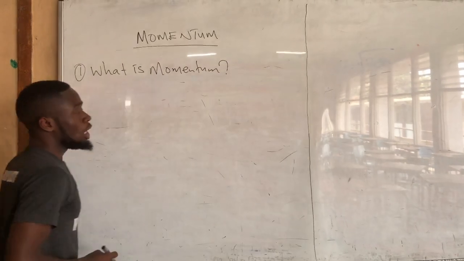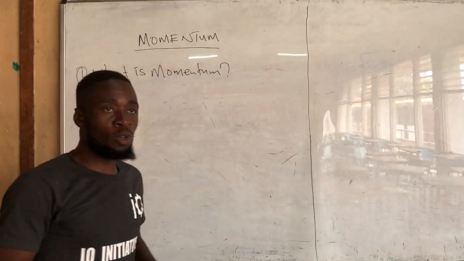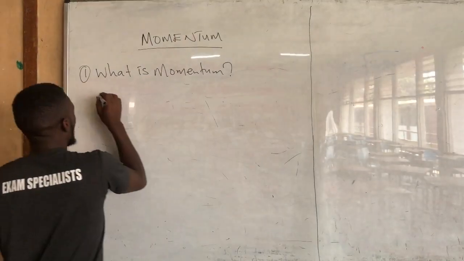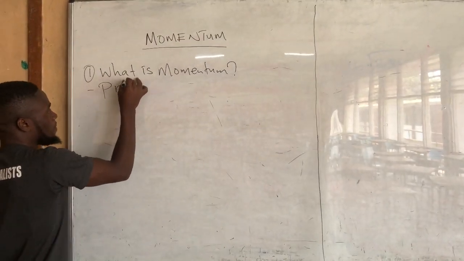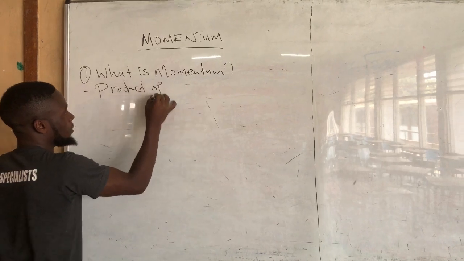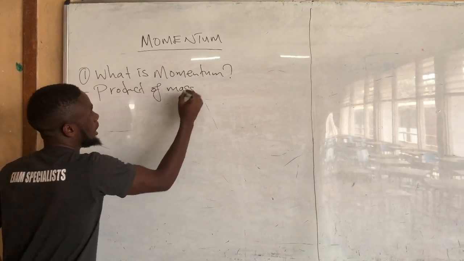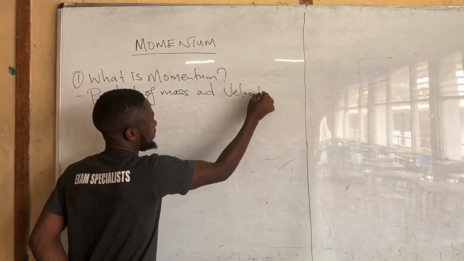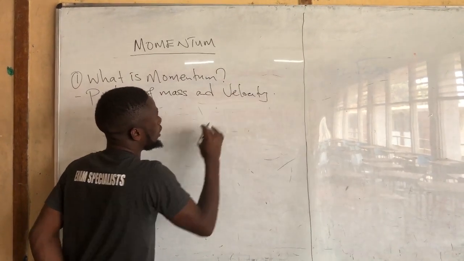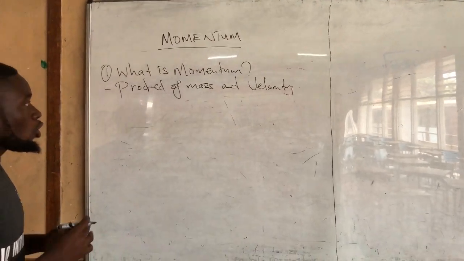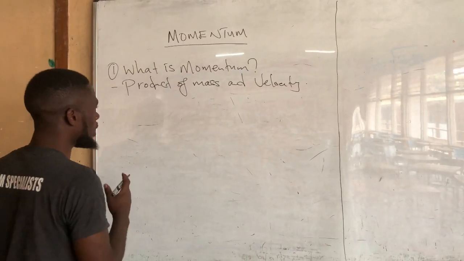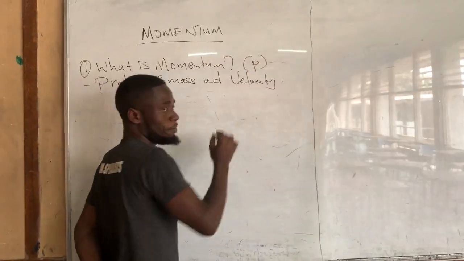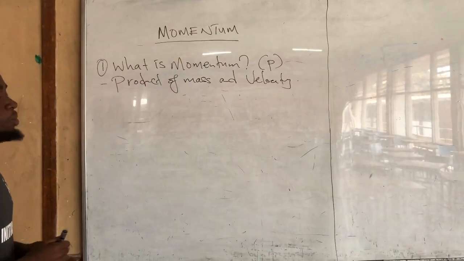What is momentum? Momentum is simply the product of mass and velocity. So this product of mass and velocity is what we call momentum. And this momentum will be represented by the letter P.